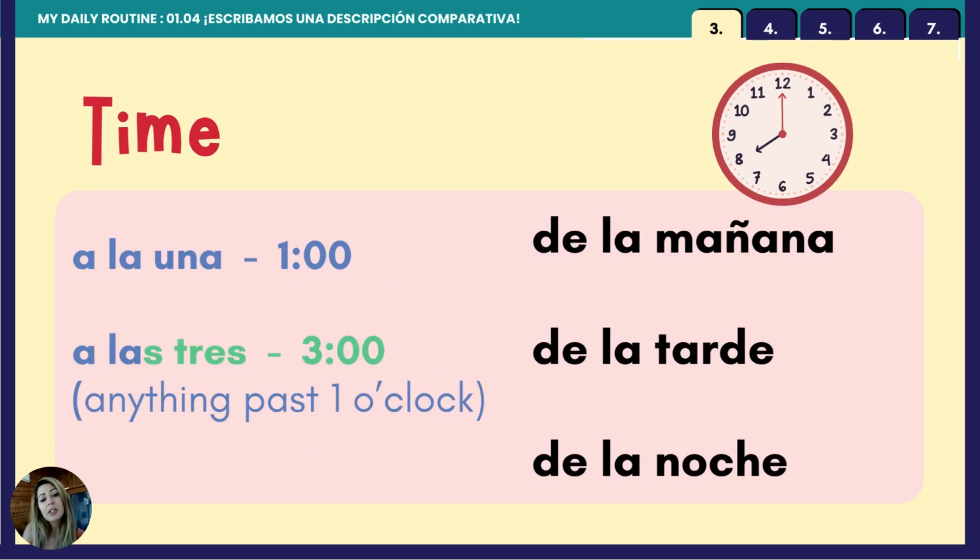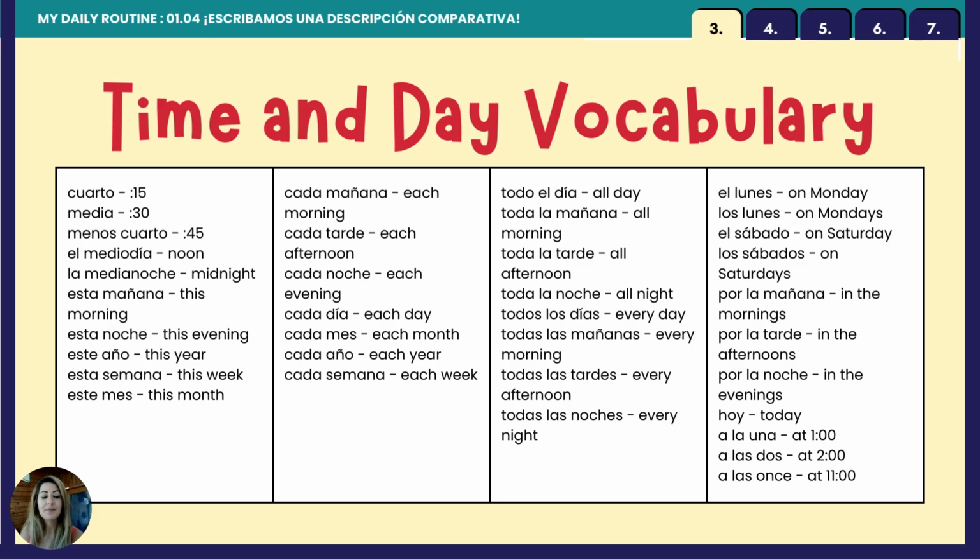More information to be more specific in the time of day, you have de la mañana, in the morning, de la tarde, in the afternoon, and de la noche, in the evening. Here is some more vocabulary if you want to be specific for time and day.